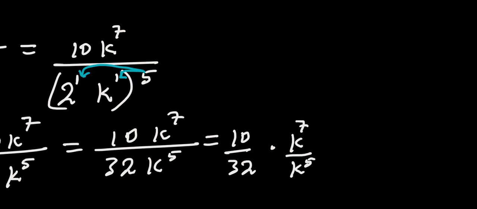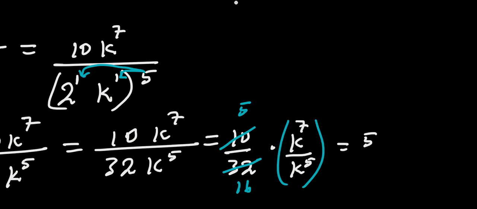So at this point, we can simplify this. 10 divided by 2 is 5, and 32 divided by 2 gives us 16. So we are through with this now. We also need to focus on this. So this will be equal to 5 over 16, and if we apply the division rule to this, we have to subtract 5 from 7 and keep the base, which is k.